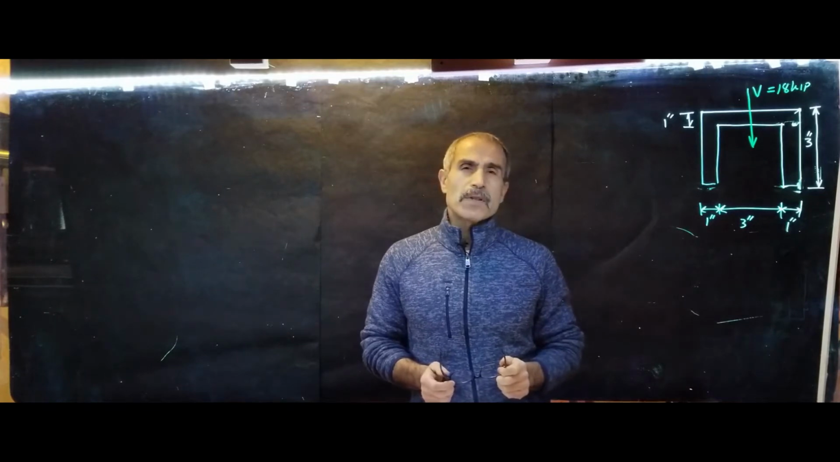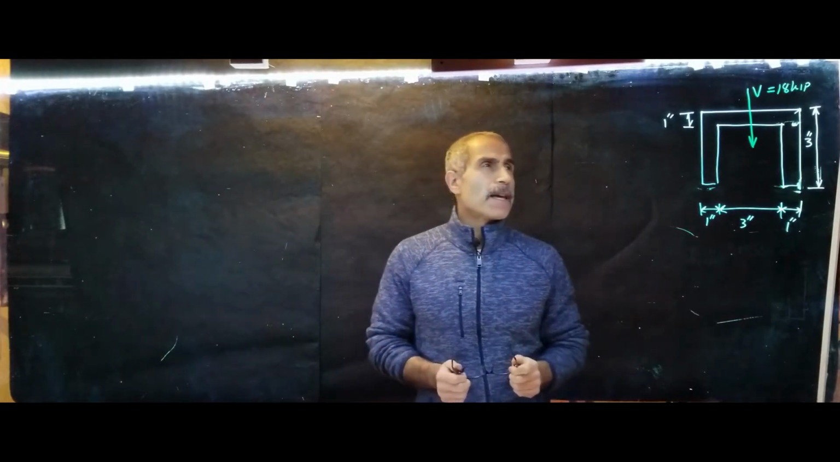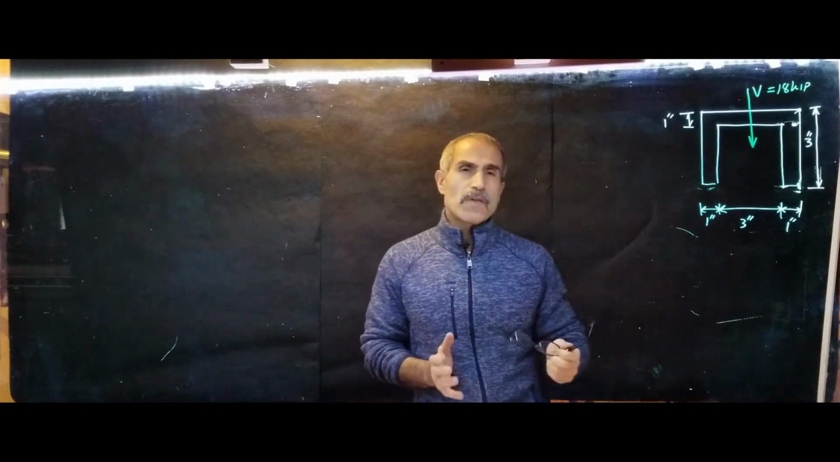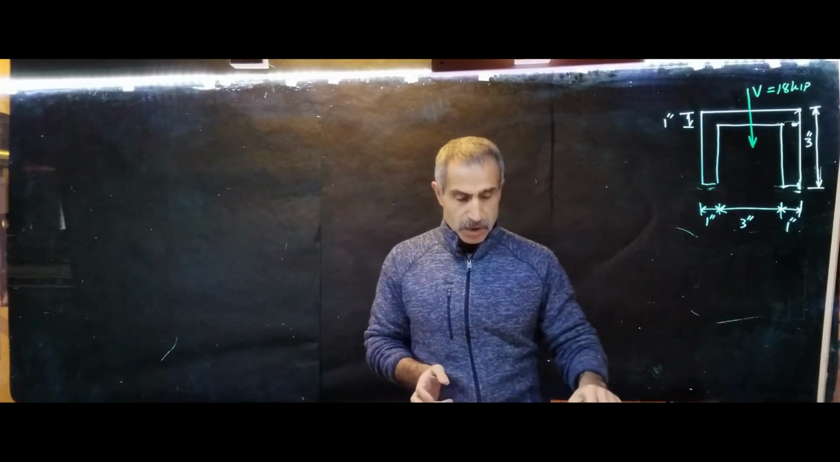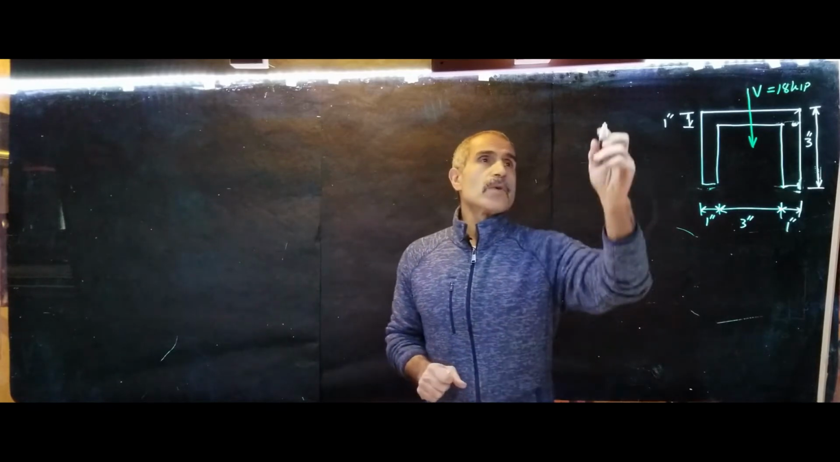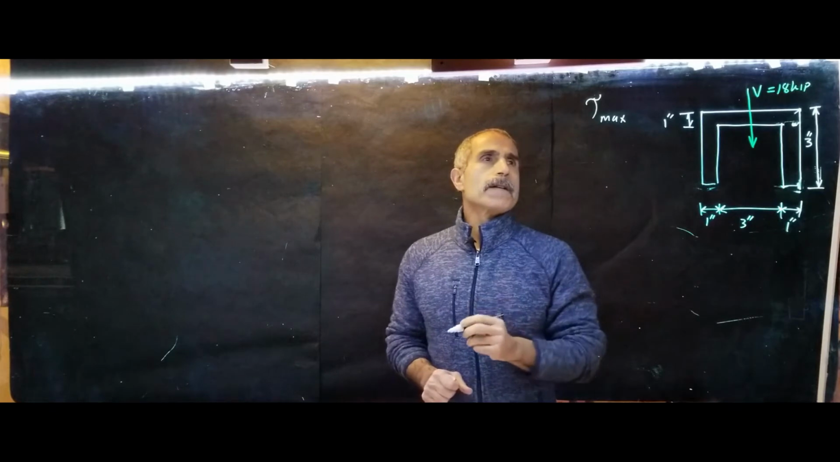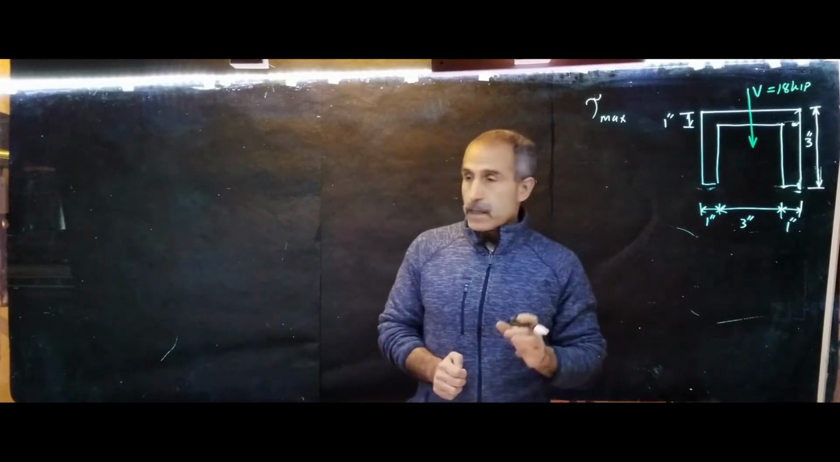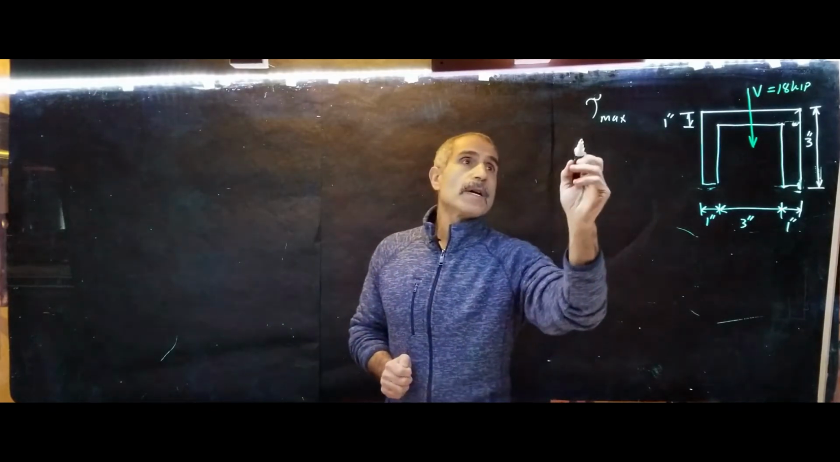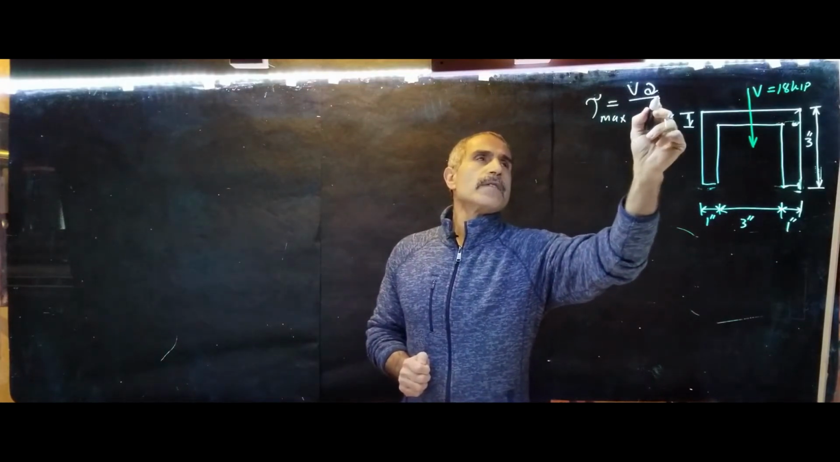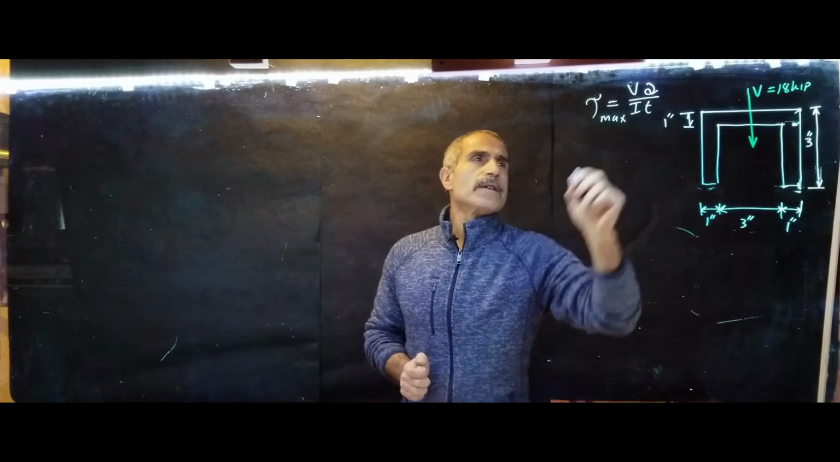We're going to talk about shear stress again. Let's look at this example. We have this member here and we want to find out what is the maximum shear. So we're looking for tau max. And the formula for that, as you know, is equal to VQ divided by IT. Okay?